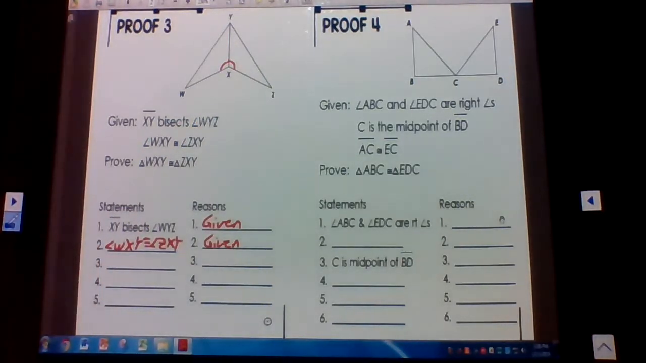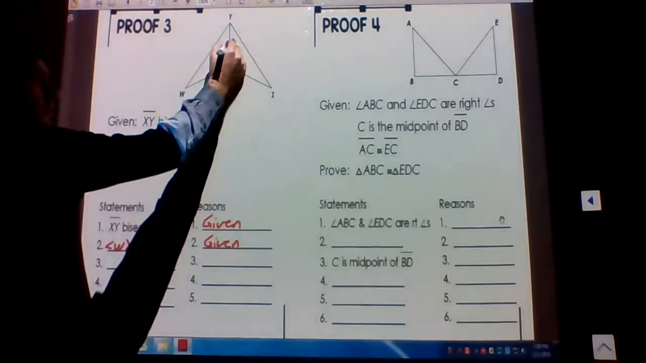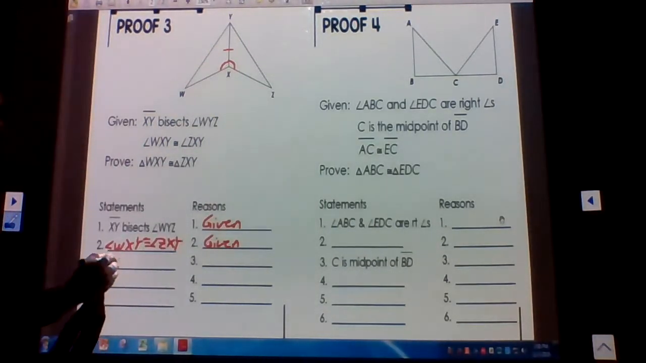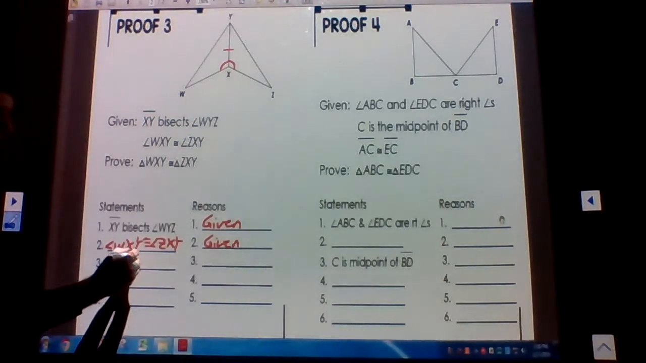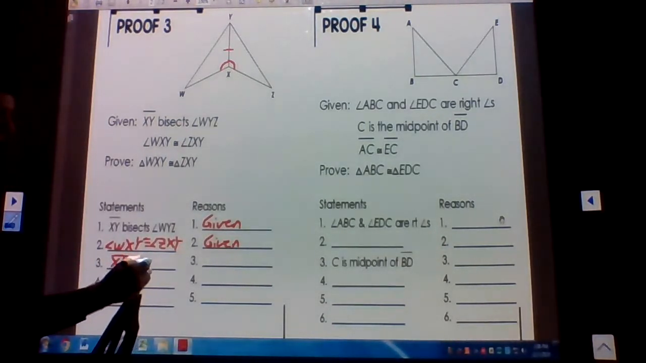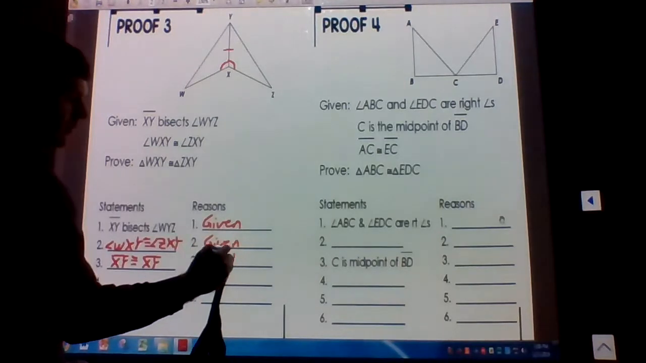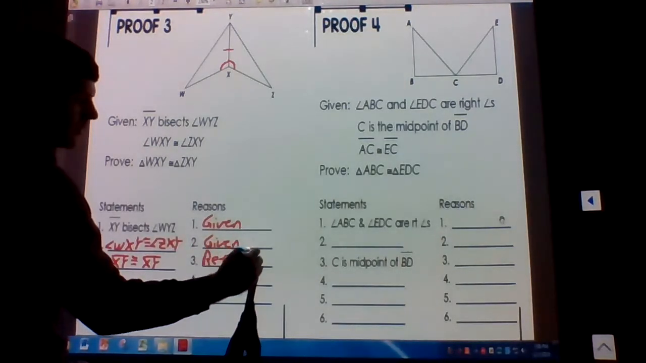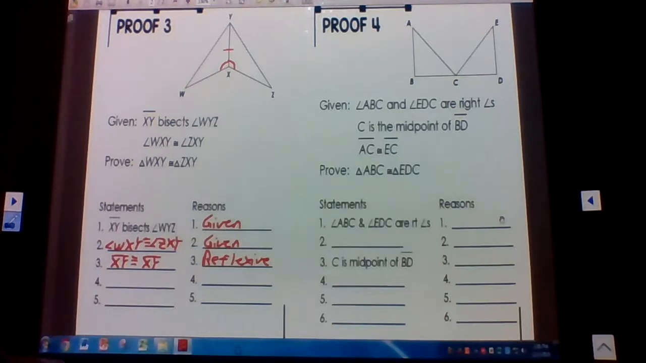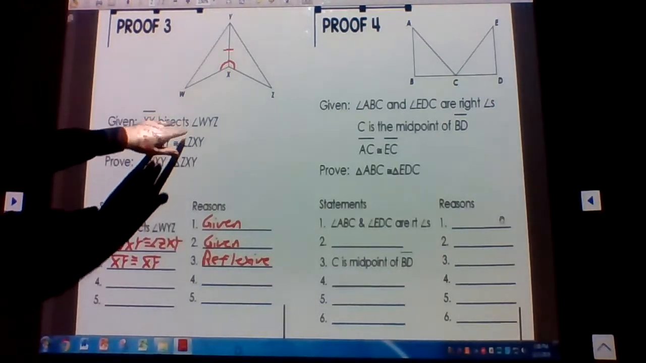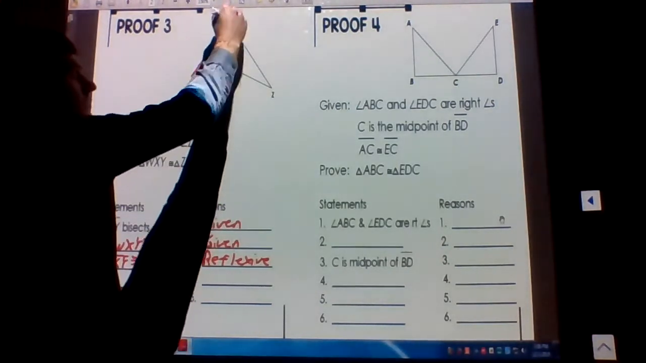So let's go down our list. First one is vertical angles. We don't have any. Second one is shared sides. We do have a shared side. Okay, that is right here. So we have XY is congruent to XY. Okay, that's your reflexive property. Keep going down the list. Do we have a midpoint? No. Do we have a bisector? Yes.